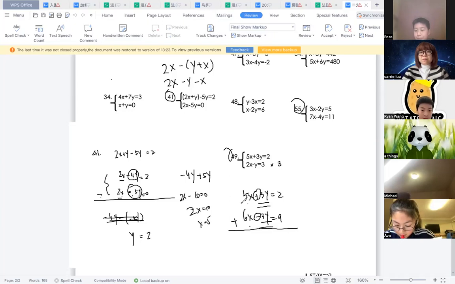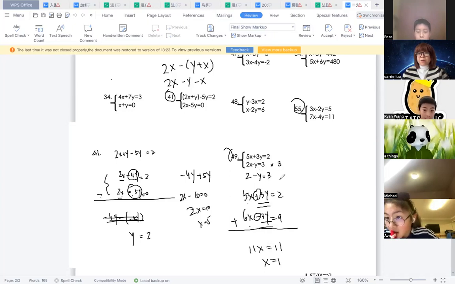Okay, so you plus them equals what? 11x equals 11. Get it, Ava? So x equals 1 and y equals what? You put it back into this one. So 2 minus y equals 3. So y equals what? y equals negative 1. 这个地方要稍微注意一下了，OK? Understand everybody? Okay, so if you understand this one, you can do 55. If you don't understand, stop me and ask me any question about 41 and 49.